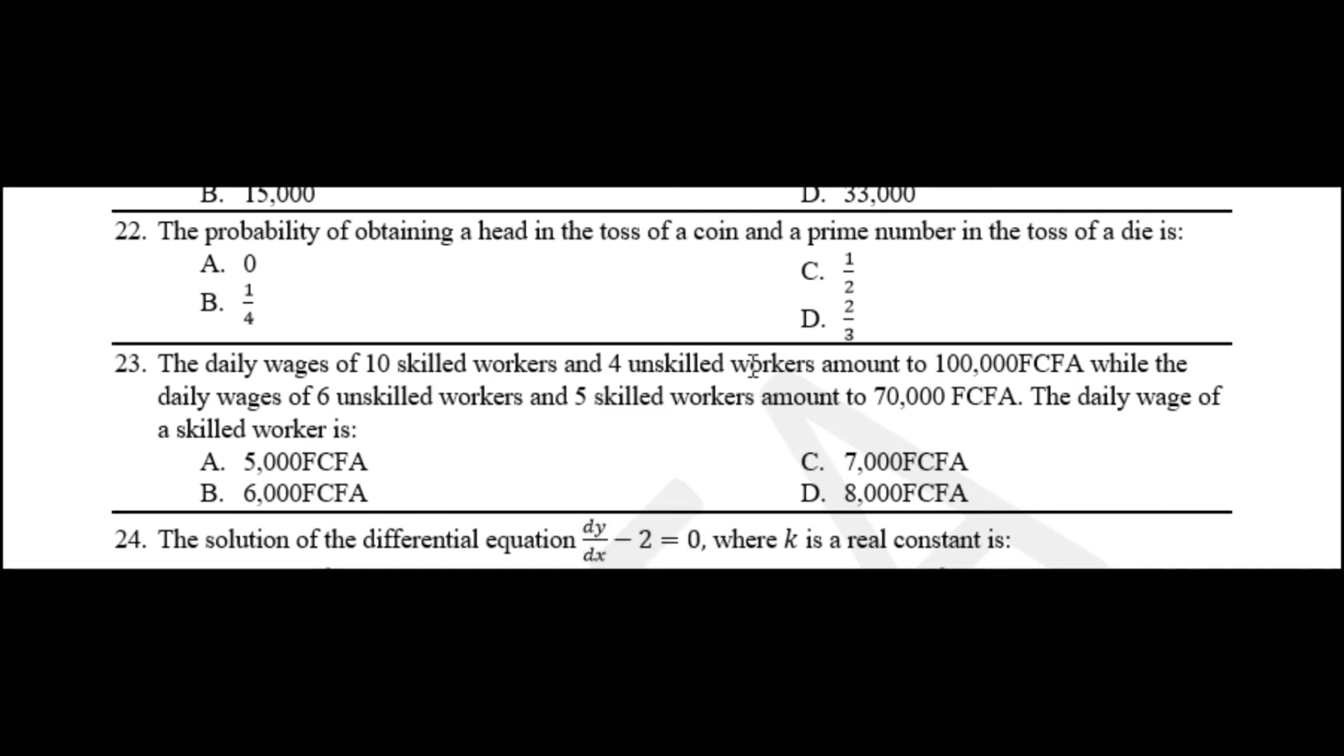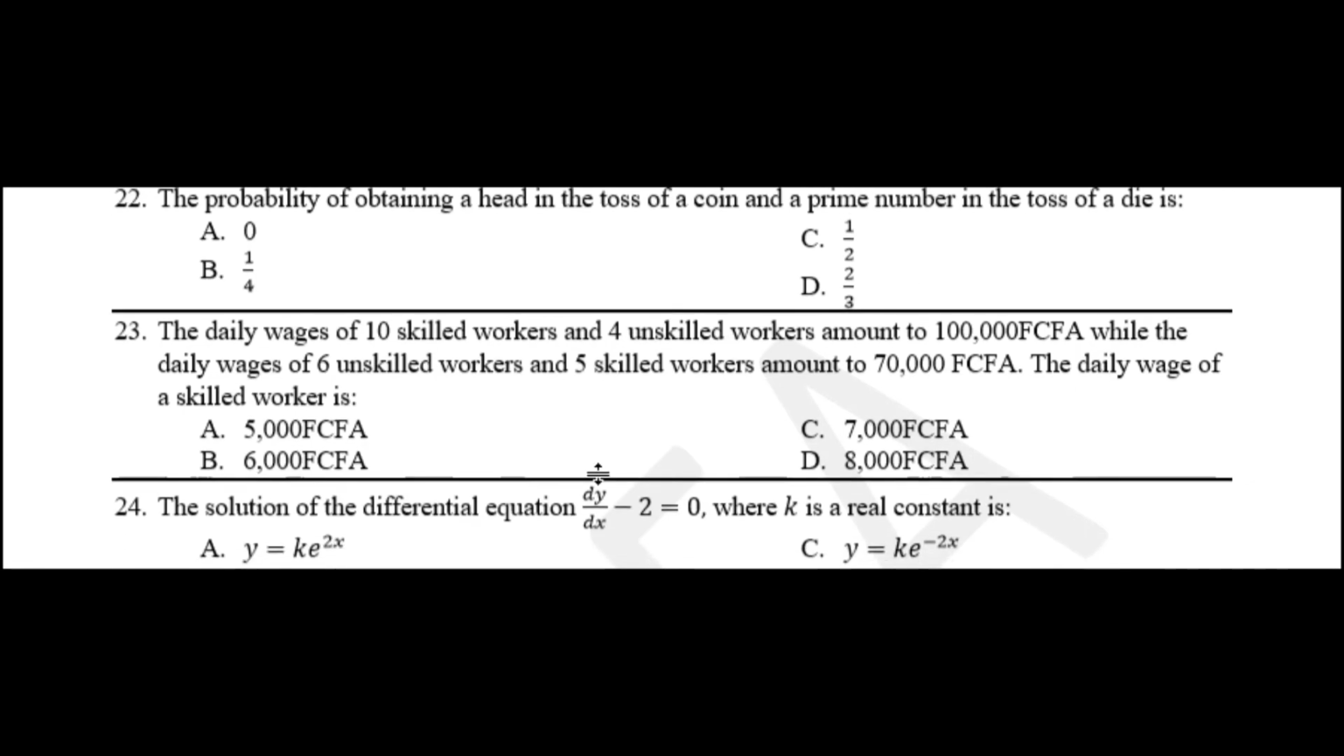So the probability of getting a prime number is the number of prime numbers divided by the total number of numbers, which is 2 on 6, which is 1 on 3. So at the end, you have the probability of obtaining a head is half, and getting a prime number is 1 on 3. So you do it and then you get your response.